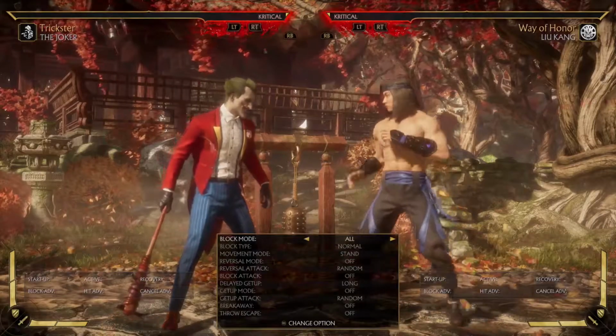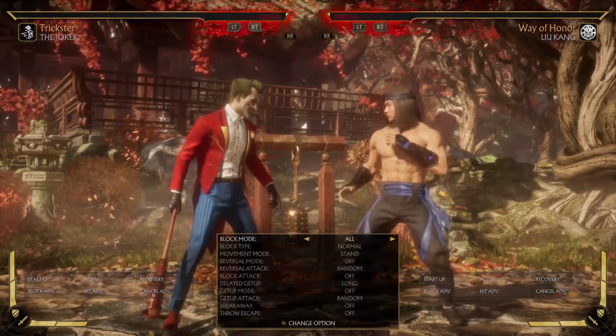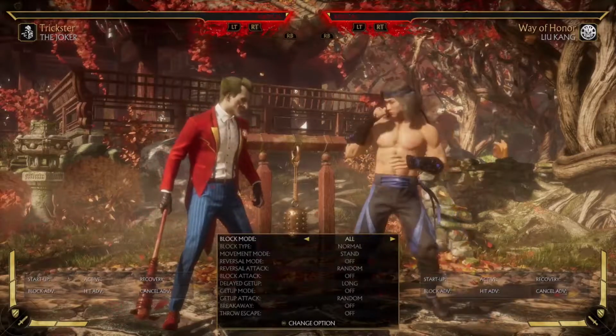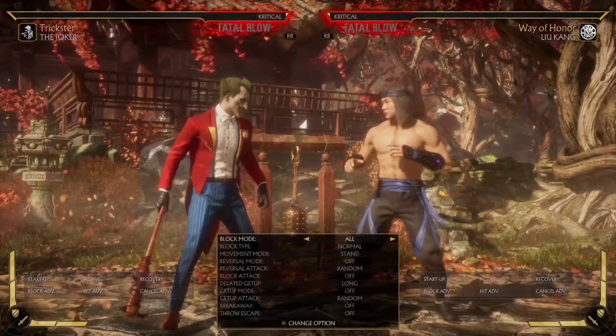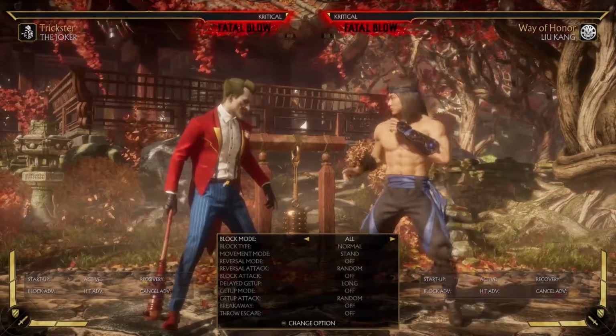Hey, I made a tutorial about cancel advantage explaining what that frame data is. And a question that someone asked me is, is cancel advantage applicable on block or on hit? And the answer is both. And I will show you both. First, we'll start on hit.